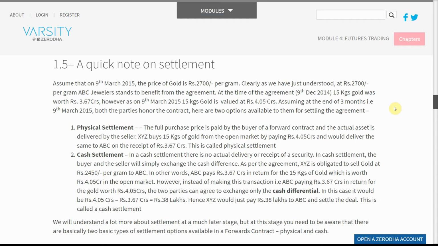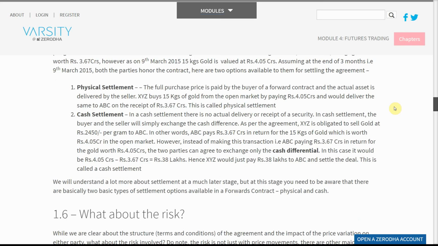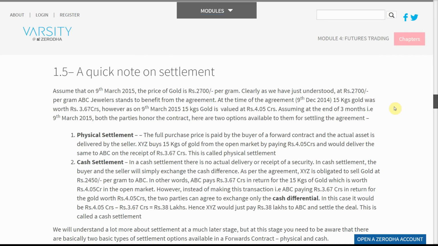Physical settlement: the full purchase price is paid by the buyer of a forward contract and the actual asset is delivered by the seller. XYZ buys 15 kgs of gold from the open market by paying 4 rupees and 5 paise crore and would deliver the same to ABC on the receipt of 3 rupees and 67 paise crore. This is called physical settlement.